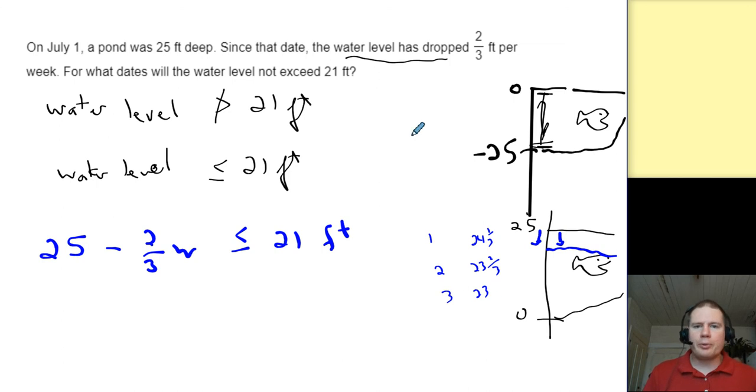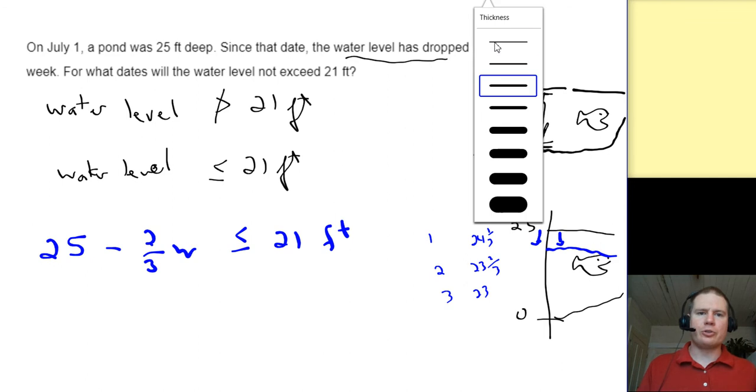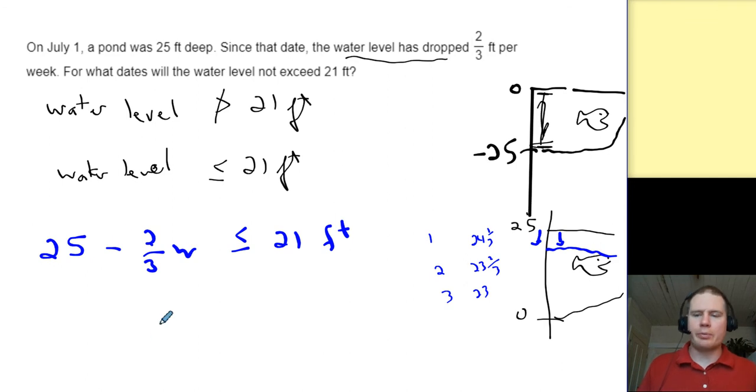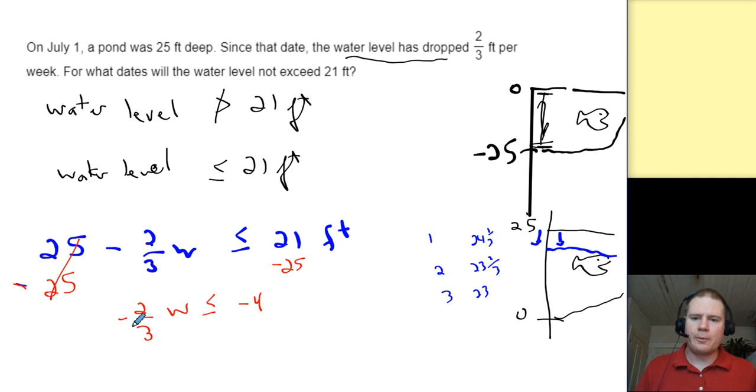And so on, right? We're getting pretty close to 21. If we end up hitting exactly 21, that could give us an exact number of weeks. But that's kind of tedious. Subtracting fractions here, that's a pain. So let's just solve this for W. Right? Use our algebra skills and techniques we've already developed. So subtract the 25. I was supposed to switch to red there. There we go, subtract the 25. 25 minus 25 is 0. I get the opposite of 2/3. W less than or equal to 21 minus 25 is -4.